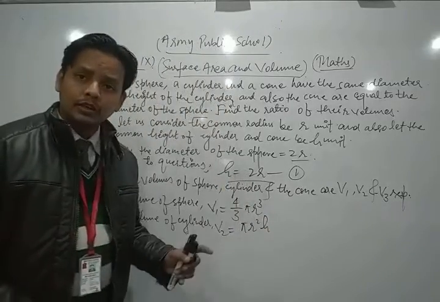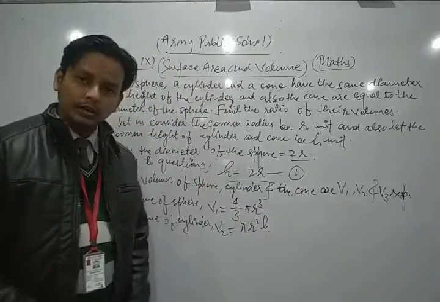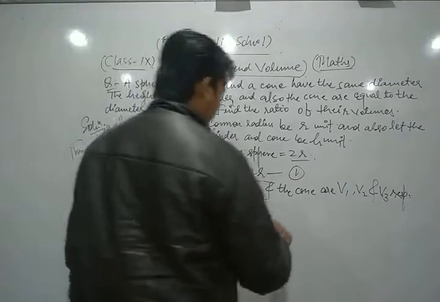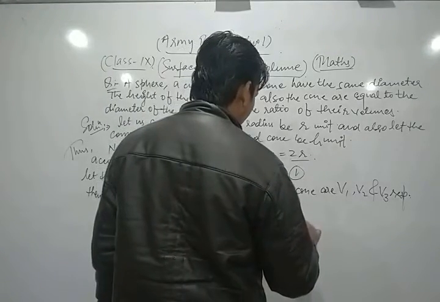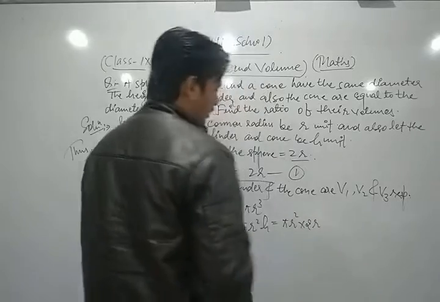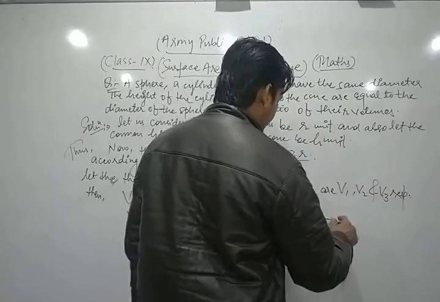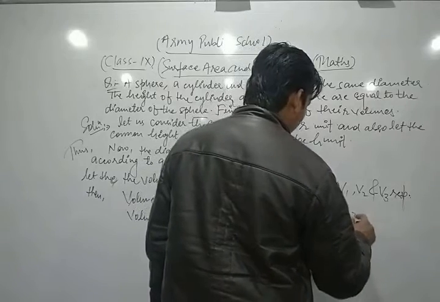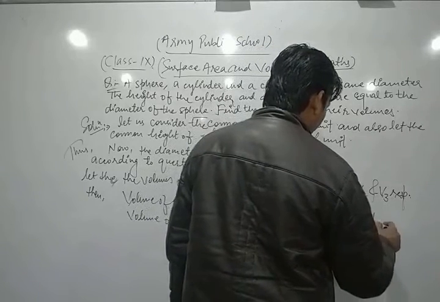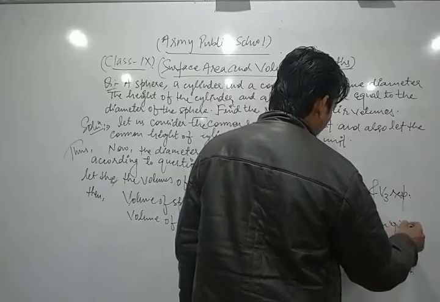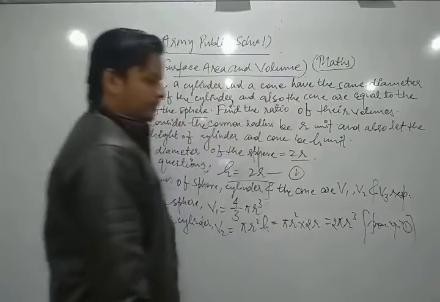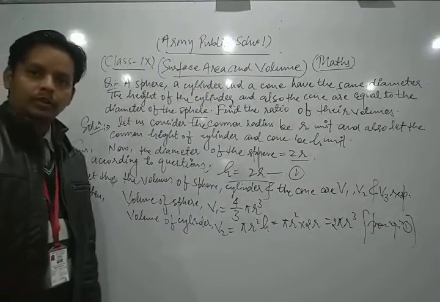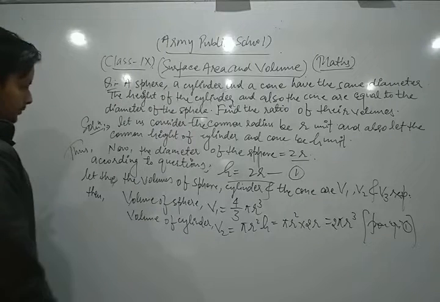Now using equation 1, we put h is equal to 2r here. We can write pi r square into 2r, that is, we get 2 pi r cube. This is from equation 1.